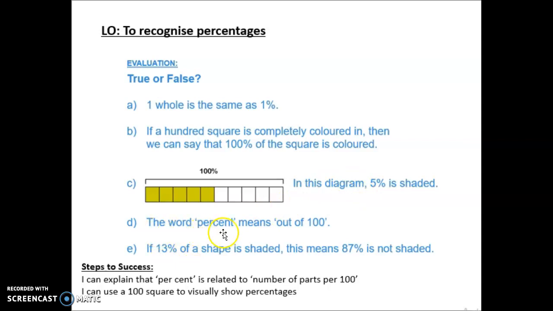Next question. The word percent means out of 100. Yes, this is correct. Next one. If 13% of a shape is shaded, this means that 87% is not shaded. What do you think? Yep, so that is perfectly correct, because out of a shape, the whole shape is 100%. If 13 is shaded, 13 plus 87 makes 100. Therefore, 87 is not shaded. So that is true.